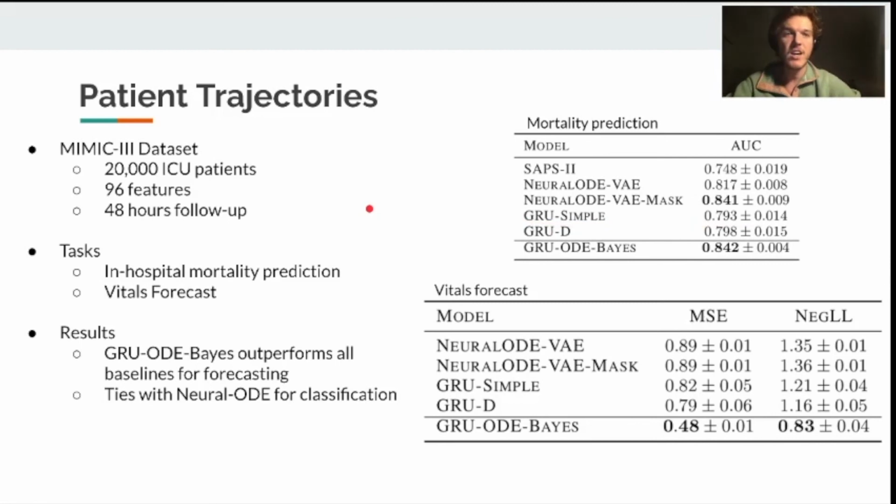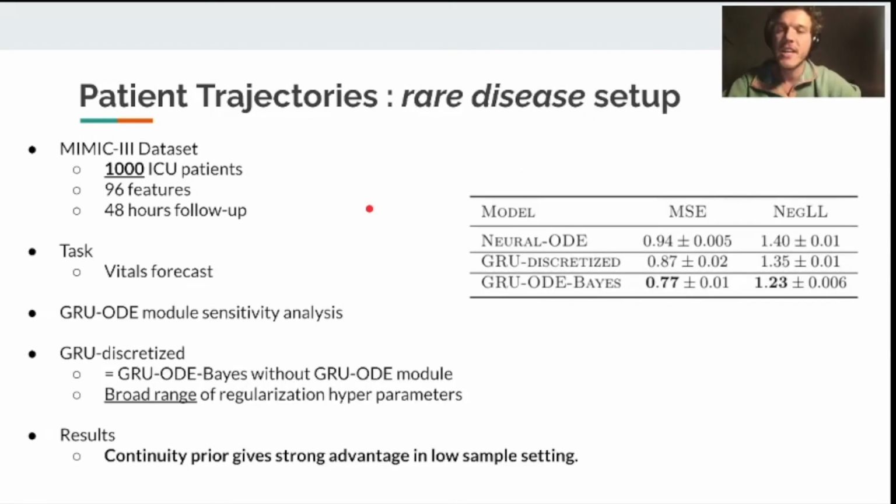And as you can see, the GRU-ODE outperforms the baseline in the forecasting task and compares very favorably in the classification task. Another important setup that we considered is the rare disease setup, and in it you will see that the GRU-ODE module is important. So we use the same data set, but instead of 20,000 ICU patients, we reduce to only 1,000 ICU patients. And the task here is to forecast different vitals after 36 hours. What we did is an ablation study, where we replaced the GRU-ODE with a discretized GRU. So basically, the discretized GRU is the same model, but with the GRU-ODE module removed.